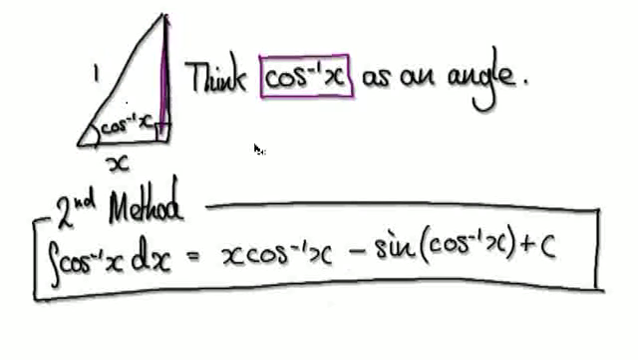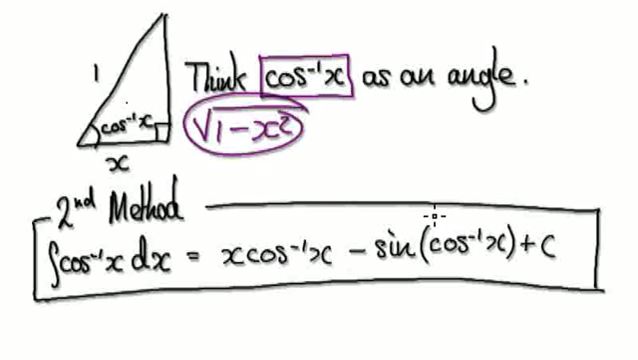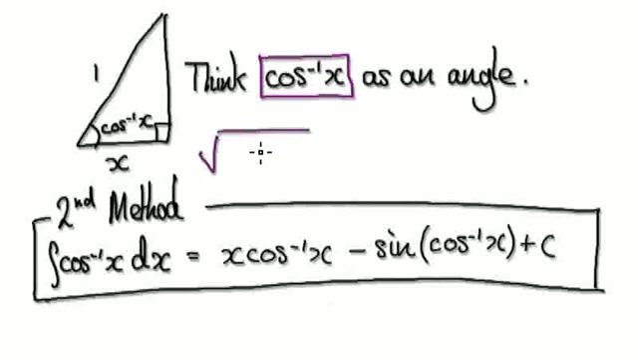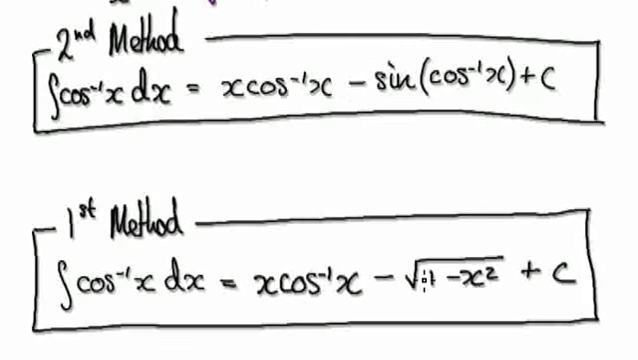Well, what is this length? This length here is the square root of blah blah blah here. So this whole thing here is really this length divided by 1. So it would be that. This whole thing here is simply the square root of 1 minus x squared. So that's pretty much the same as our first method here.